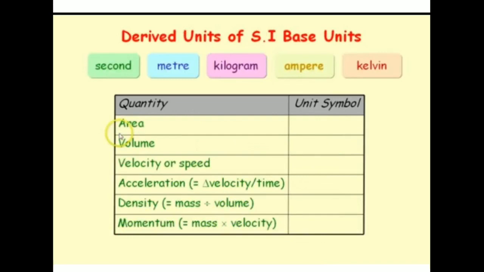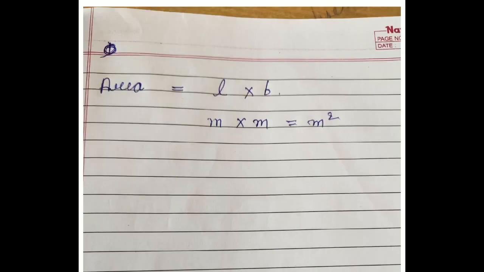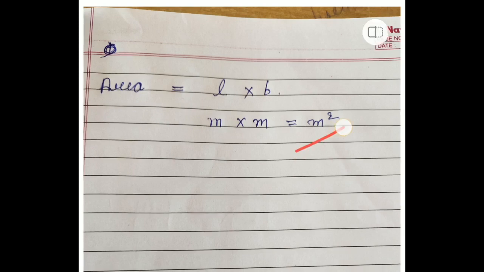Now next, derived units, derived from the basic units. For example, area, volume, velocity or speed, acceleration, density, momentum. We will derive their symbols. We have seen the example, that is area. Area is a derived unit. It is derived from the meter. Meter is the unit of length and we know the formula of area is length into breadth. Here meter into meter, that is meter square, that is the unit of area.